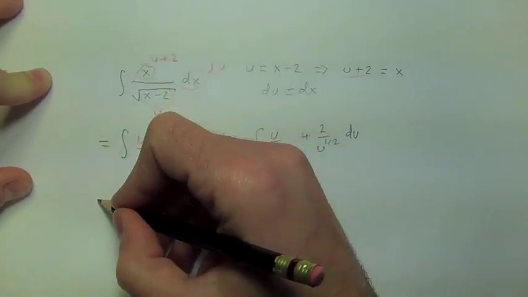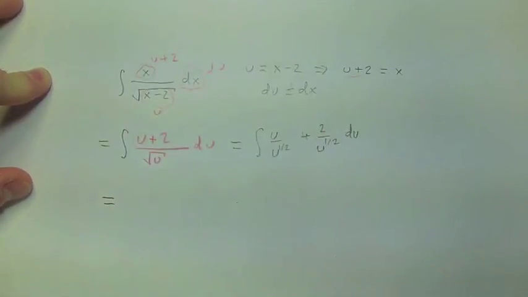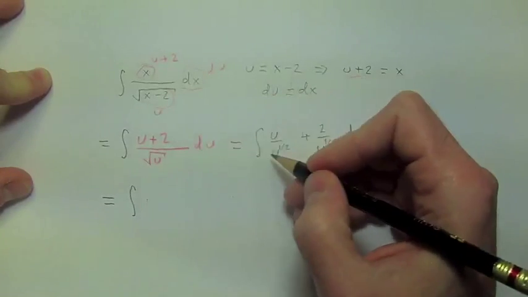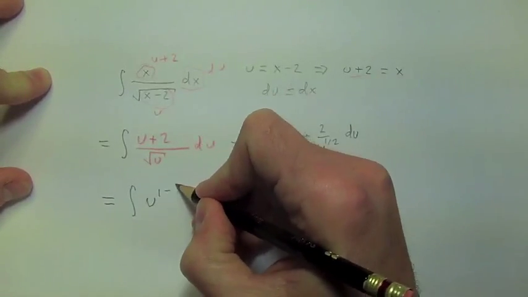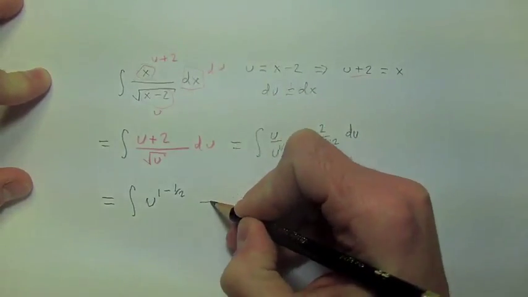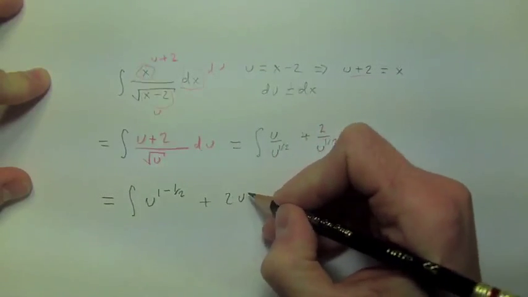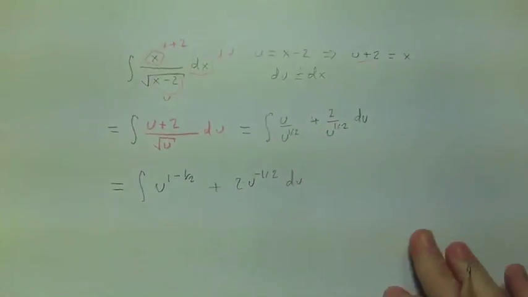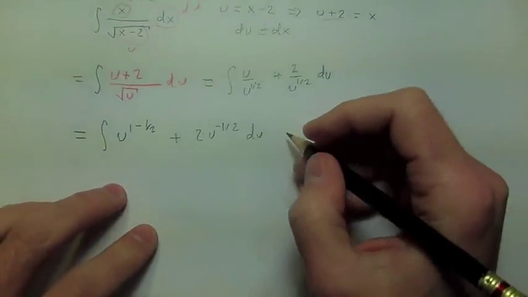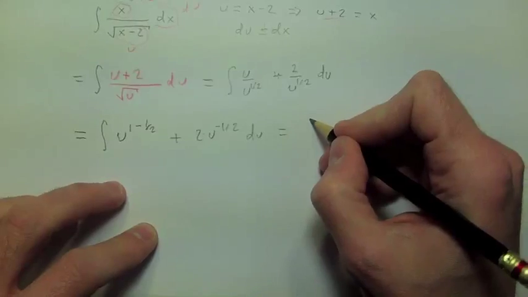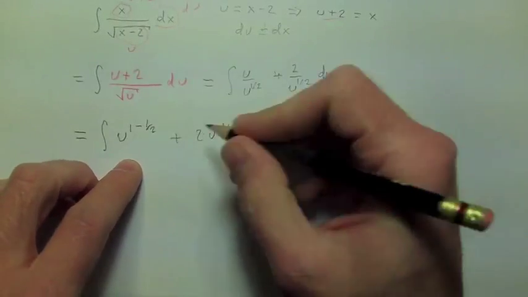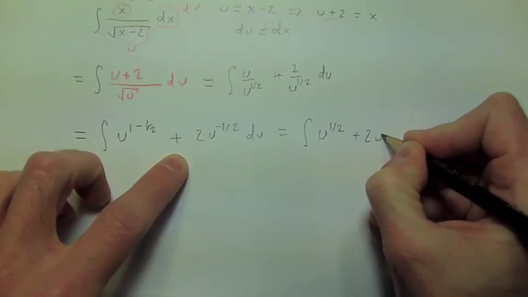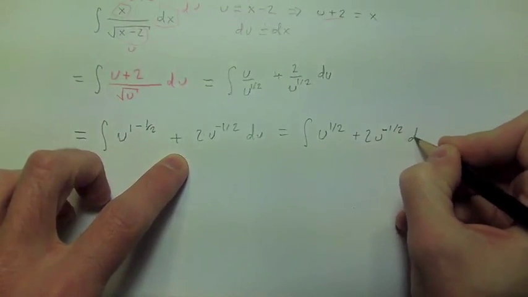Then what we get is the integral of, this is u to the 1 minus 1/2. And I'm writing it now for those who don't remember, but you definitely should by this point. If you don't know how to do this kind of stuff by now, you're kind of in trouble. All right. So this is the integral of u to the 1/2 plus 2u to the negative 1/2 du.